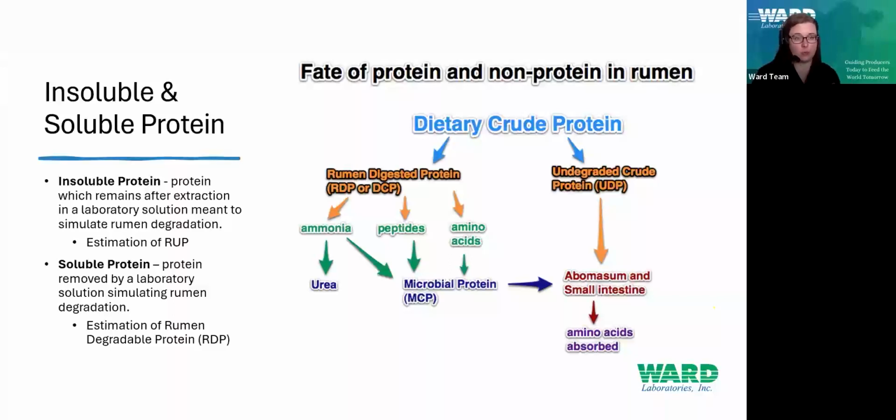So in the lab situation, another way to estimate these two pieces of protein and where they're coming from is to run soluble protein. The soluble protein is the amount of protein that is removed by a laboratory solution that is supposed to simulate rumen degradation. And so that's representing the RDP fraction. And then insoluble protein is what's left on the filter, and that's what's estimating the rumen undegraded protein, or your bypass protein.